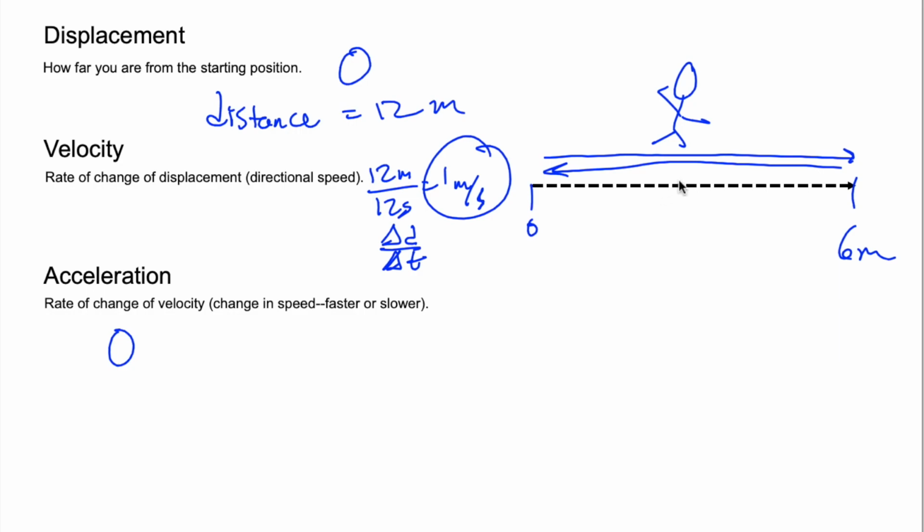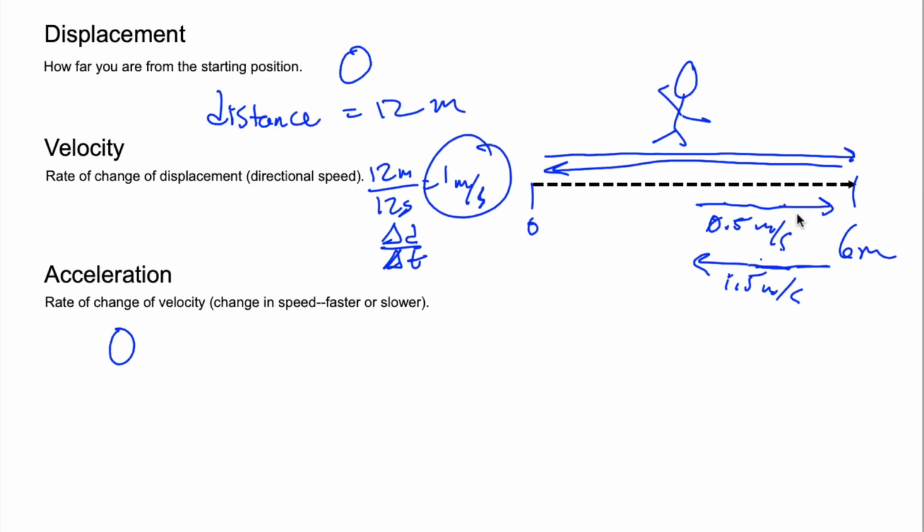Nothing was changed. But let's say that between the 4th meter and the 6th meter, their velocity was 0.5 meters per second. And then when they went back from the 6th meter to the 8th meter, the velocity was 1.5 meters per second. What that means is this way, velocity was slowing down, so acceleration is negative. And this way, velocity was speeding up, so acceleration is positive. So it's just an example of what happens when we have change in velocity over change in time. Acceleration is the rate of change of velocity, which means change in velocity over change in time.